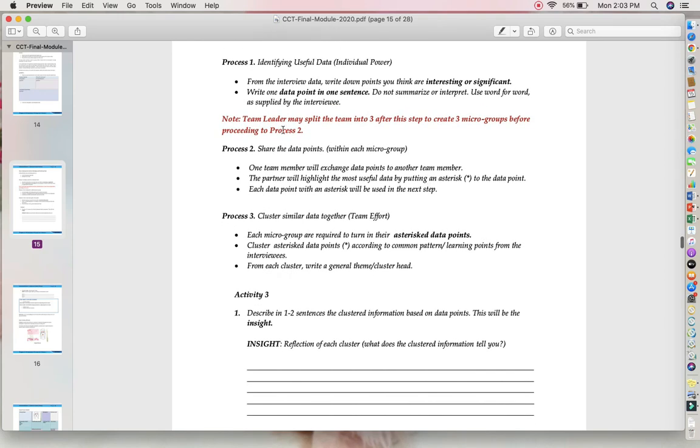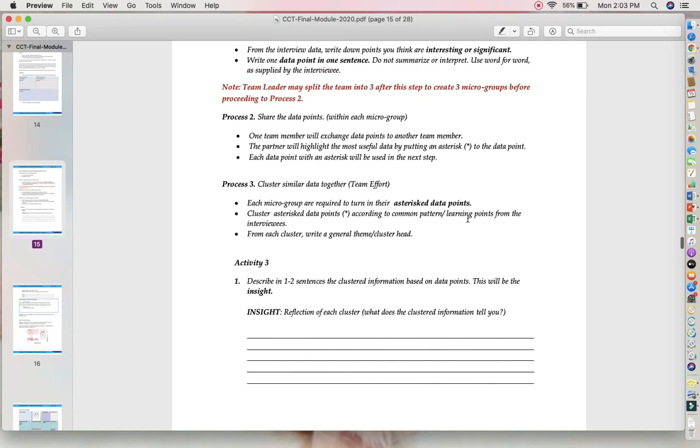Next, take note that the team leader may split the team into 3 after this step to create 3 micro groups before proceeding to process number 2. Your process number 2 is to share the data points within each micro group. One team member will exchange data points with another team member. The partner will highlight the most useful data by putting an asterisk on the data point. Each data point with an asterisk will be used in the next step.